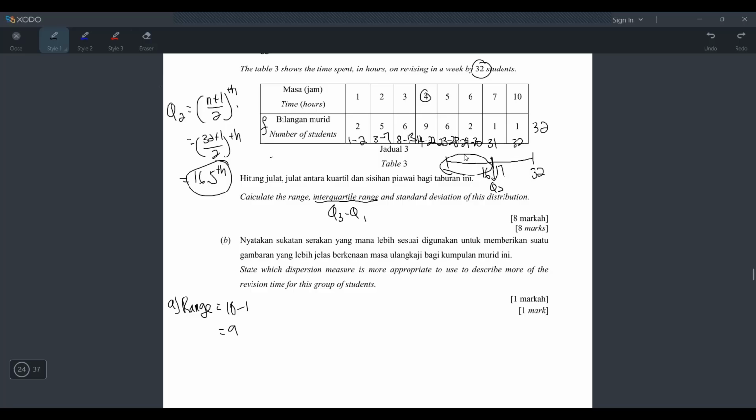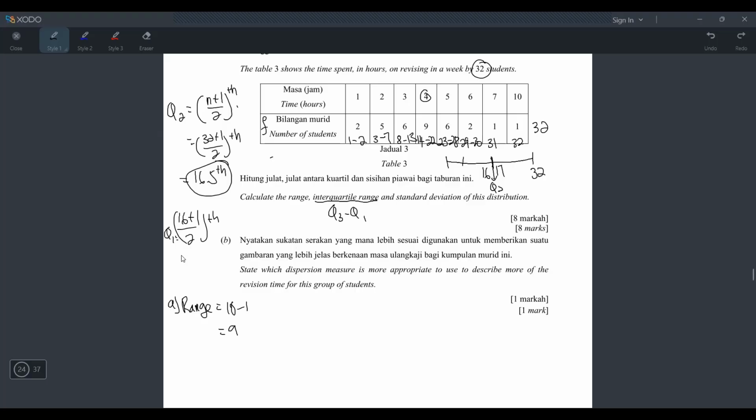So tell me now, in your first half, how many numbers are there? Only 16 numbers, because your Q2 is at 16.5, so we don't take the rest. So the first half now has 16 numbers. If there are 16 numbers, where will the half be? Some of you will tell me 8, but it's wrong. The half of 16 is not 8. You cannot take 16 divided by 2. You have to take 16 plus 1 first, then only divide by 2.